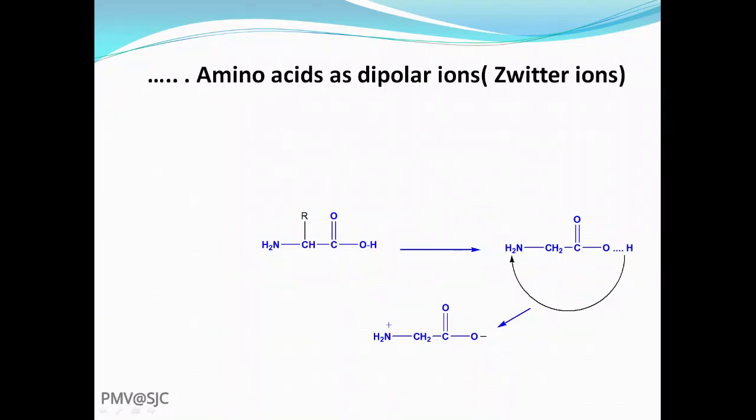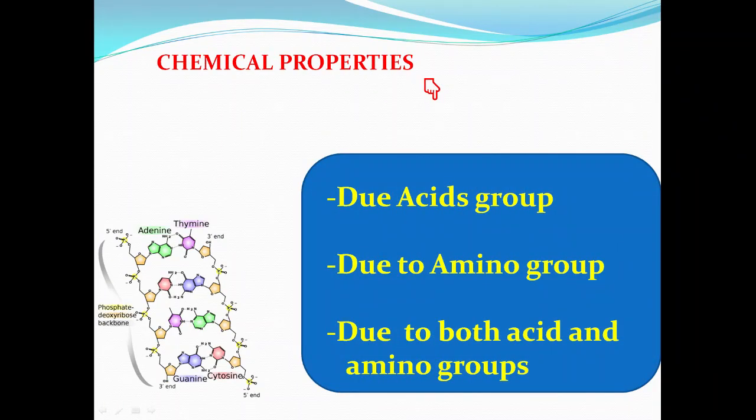Moving to the next, chemical properties. The chemical properties of amino acids are not just listed in one single step because there are two different functionalities. One set of reactions is due to the acid group, a second set of reactions is due to the amino group, where only the amino group responds and the acid does not take part in the reaction. The third category of reactions is where both the acid and amino group react together. So, let us discuss the reactions due to the acid group.